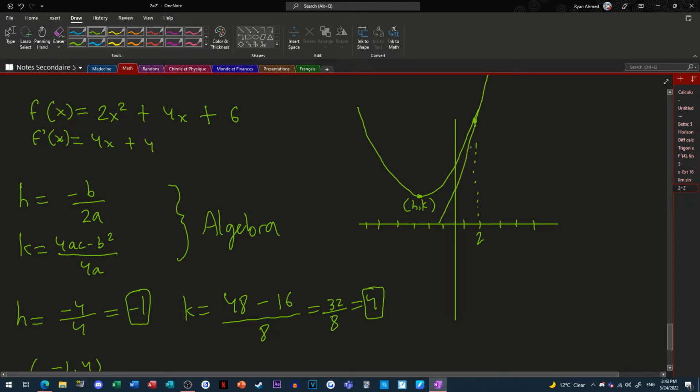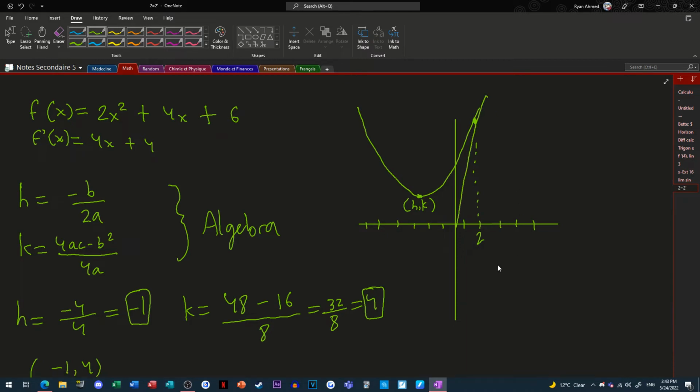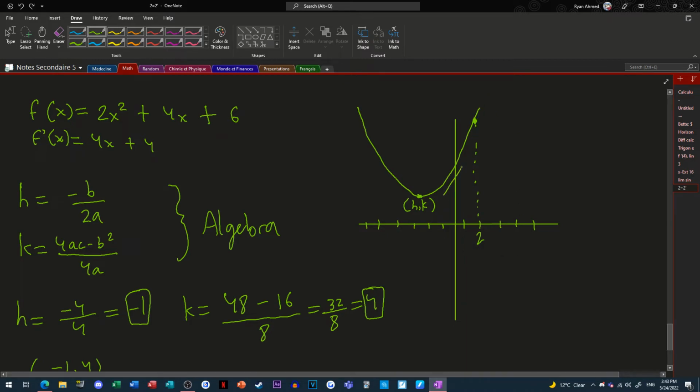Well, that's a really bad tangent line, but whatever. It would look something more like this, probably. Anyways, it really doesn't matter. It's just going to be a tangent line like this. It touches the curve at one point over here.